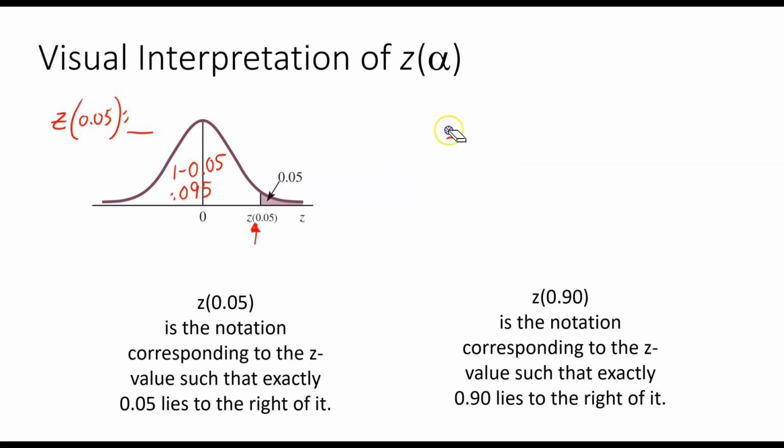And another example would be Z of 0.9. This is representing a Z-score that has 0.9 to its right. So I challenge you, before that's drawn on there, to draw a diagram similar to this one and shade the area that represents this and mark where that Z would be. Pause the video and give that a try.